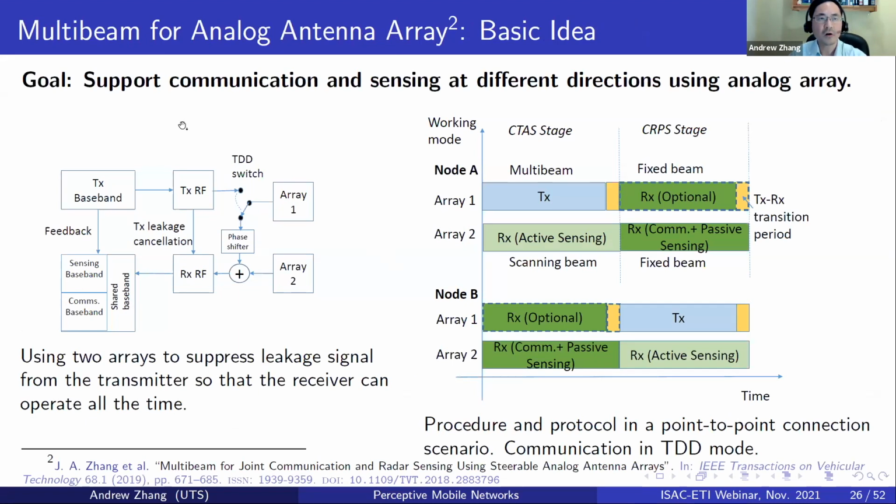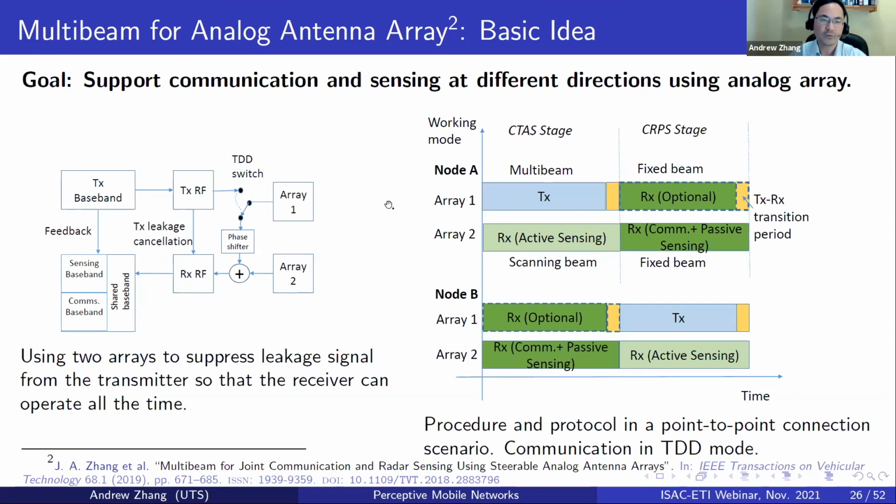So this is our work done back in probably 2018. This is about designing a multi-beam scheme to support different communication and sensing directions for a single analog array. Because sometimes communication is fixed in a particular direction, but for sensing we may want to look at different directions, right? So we need to support the different direction requirements at the same time.